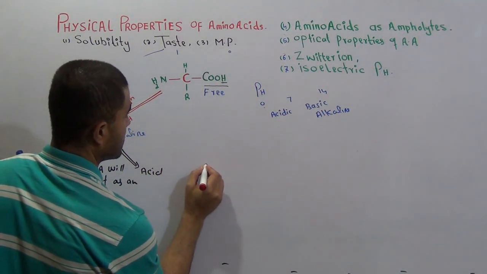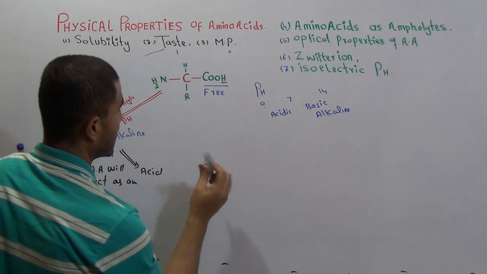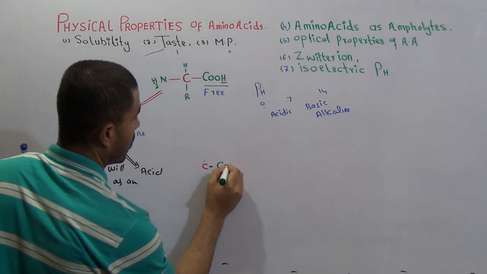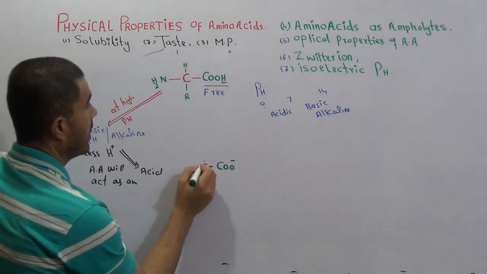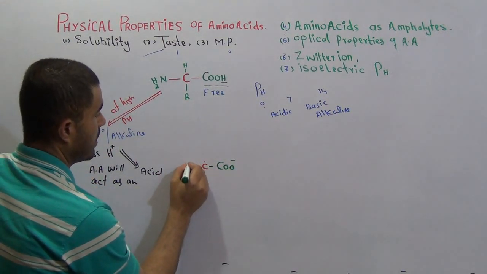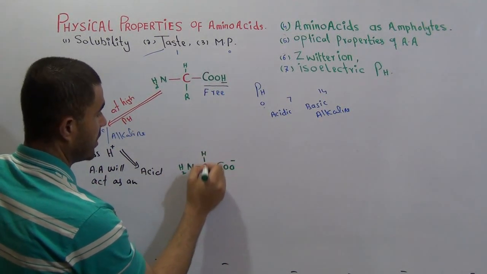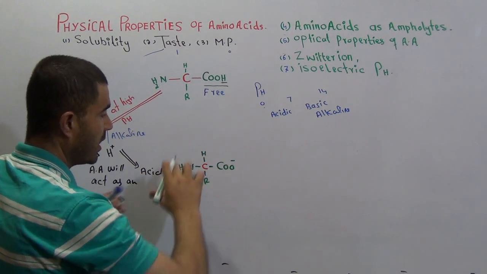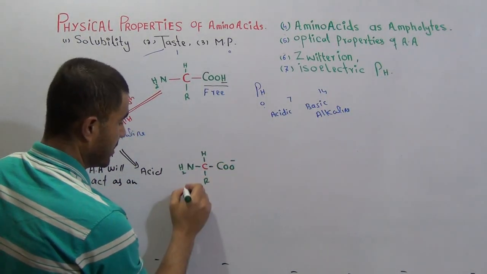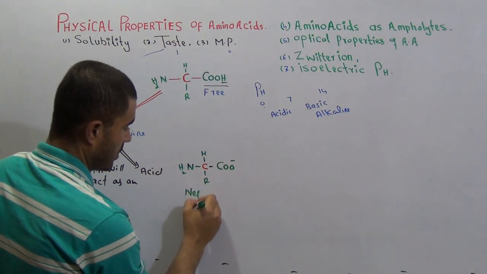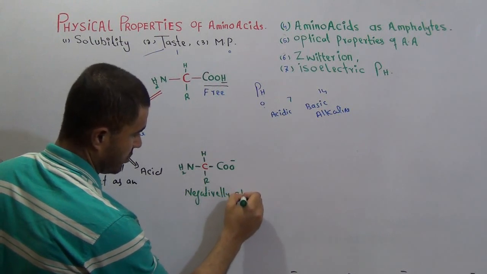After it releases the proton, the structure will become like this: carbon, COO minus, because hydrogen has been released, and NH2. Nothing will happen to this amino group. There is H and R. Overall, the amino acid acquired a negative charge. Now the amino acid has become negatively charged.